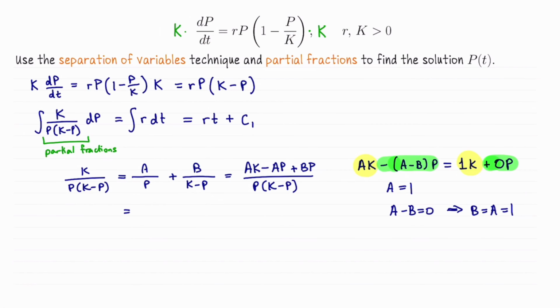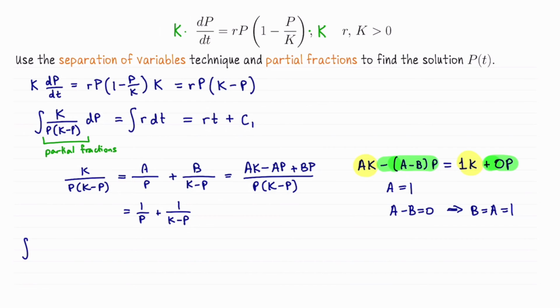We get that k divided by P times (k minus P) can be broken apart into two separate fractions as 1 over P plus 1 over k minus P. You can check your work now by trying to add these two together with the common denominator. You would get 1 times (k minus P plus P), which leaves you with just k. Let's now integrate the left-hand side. I'm going to ignore the right-hand side for a second, so let's just focus on the left-hand side.